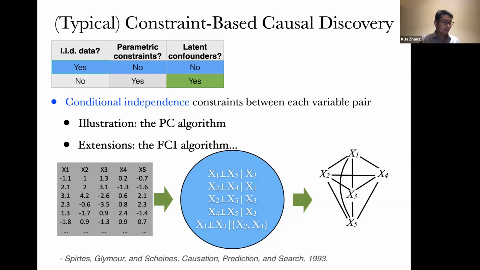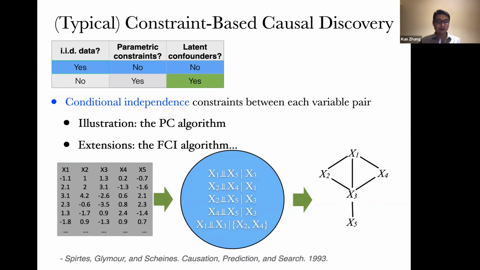So right here, this is how PC works. You have data on the very left. Then you can discover a set of independence or conditional independence relationships, or constraints. And then you want to find a graph, or a set of graphs, to satisfy those constraints. That's why this method is known as constraint-based. You can show that if two variables are independent or conditionally independent, there is no edge in between. Then you have the skeleton.